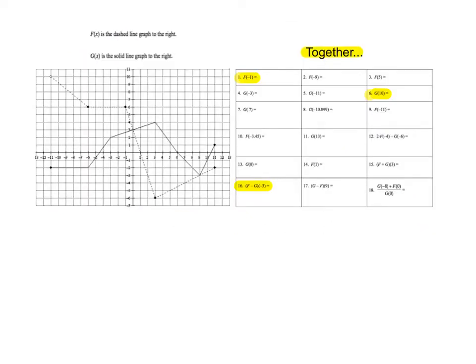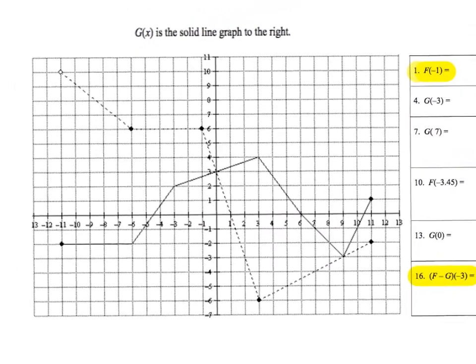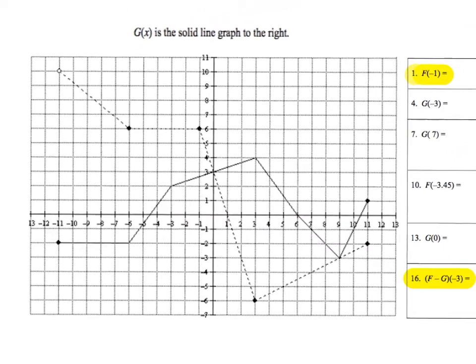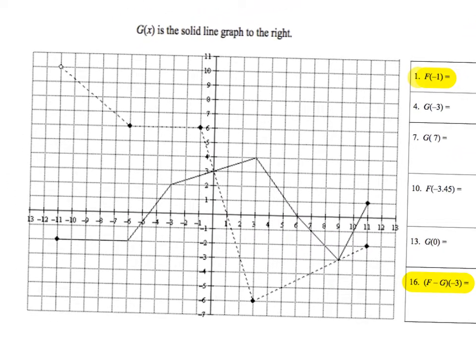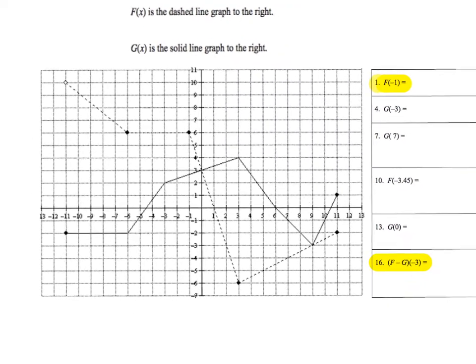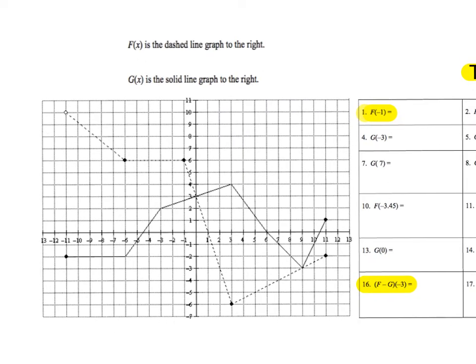Next, we're going to look at the two functions that are drawn here. F of x is the dashed line, so you can see it here. And g of x is the solid line. And we are going to identify some values just like we did in the last section, except now it's not a line, it's several segments drawn. And we just have to remember which is which. Again, f is the dashed line, g is the solid line.